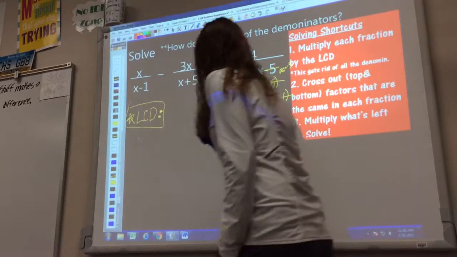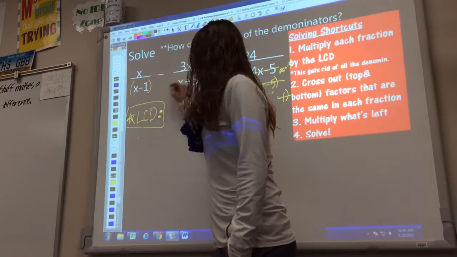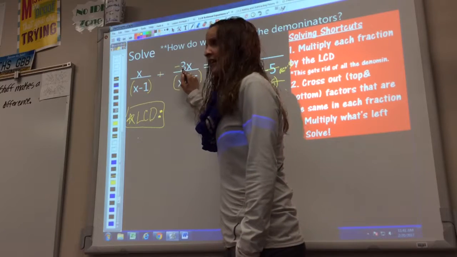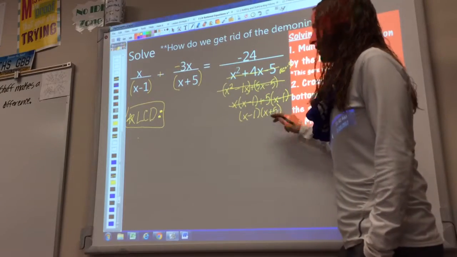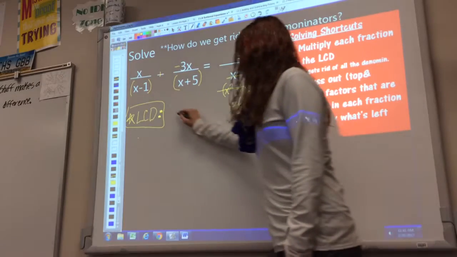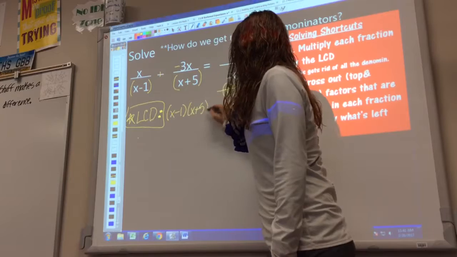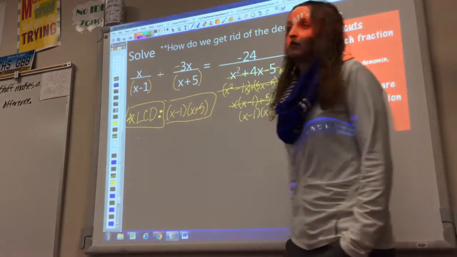So let's check it out. This one is already factored. This one's already factored. Is it alright if I just move that negative by there? Okay, cool, thank you. And this one has both of them. So therefore, what does our LCD have to be? X minus 1 and x plus 5. Both of them. Okay, so know this: once everything's factored, if they have different factors, you just need both of them.